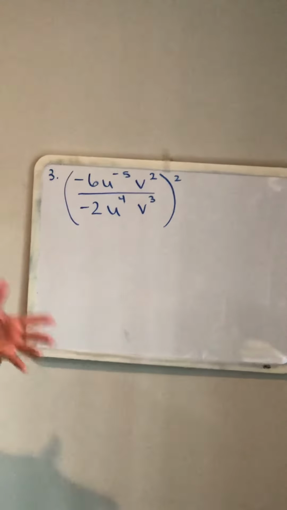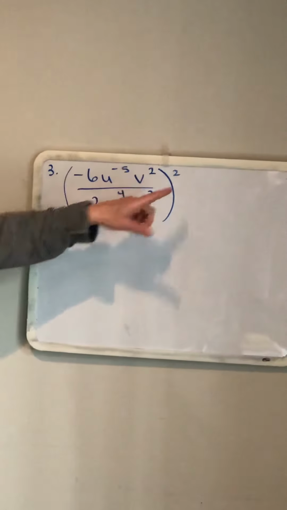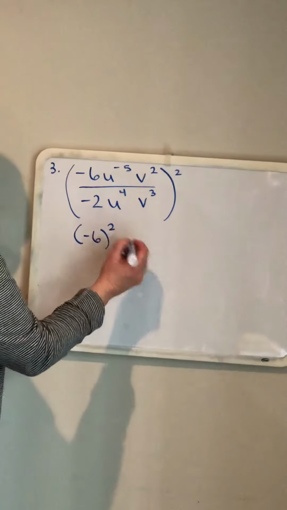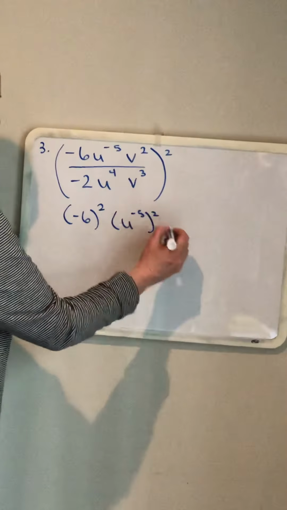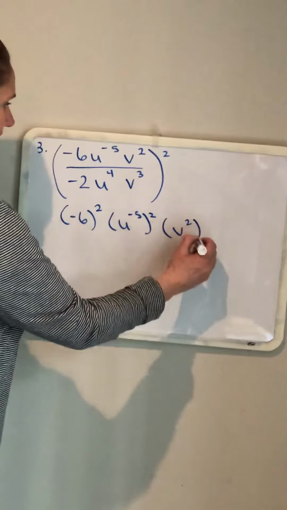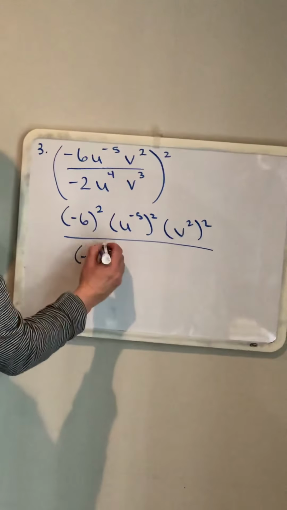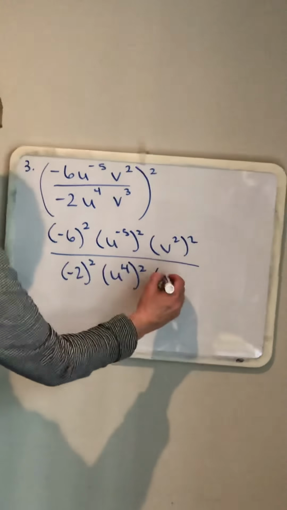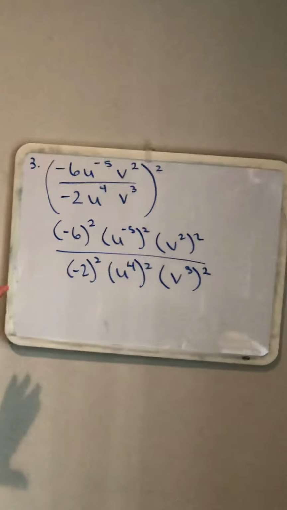So again, I have a power on the outside, so for me, I think it's better to distribute it first, especially since these numbers aren't that big, and that's just a power of 2. So what you're going to have is negative 6 to the second, U to the negative 5th to the second, and then V to the second, over negative 2 to the second, U to the 4th to the second, V to the 3rd to the second. That was just me giving the powers to everybody.